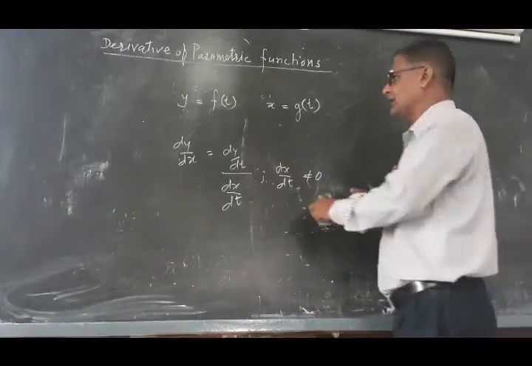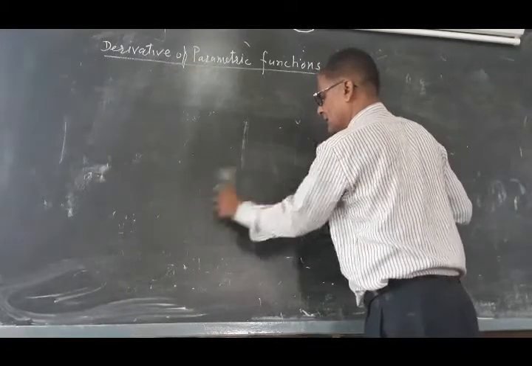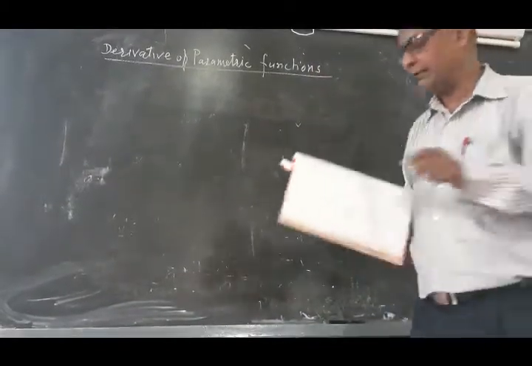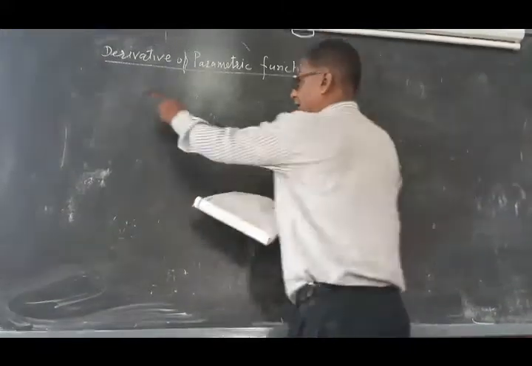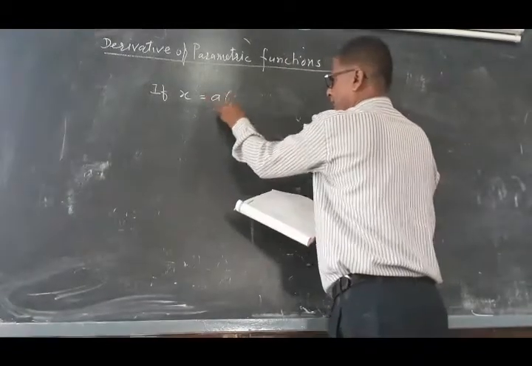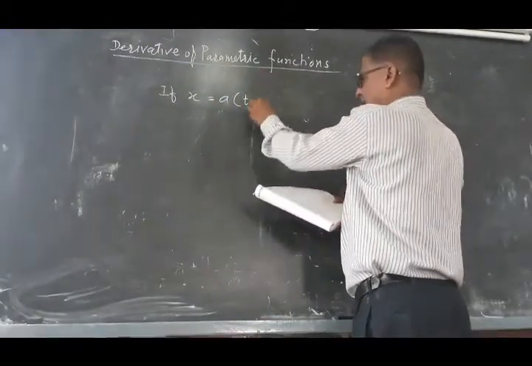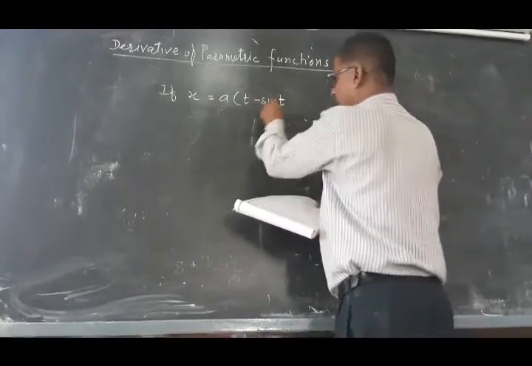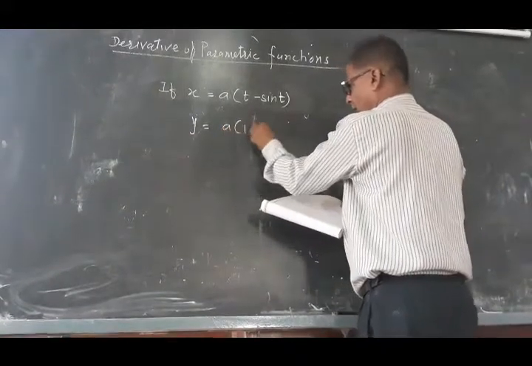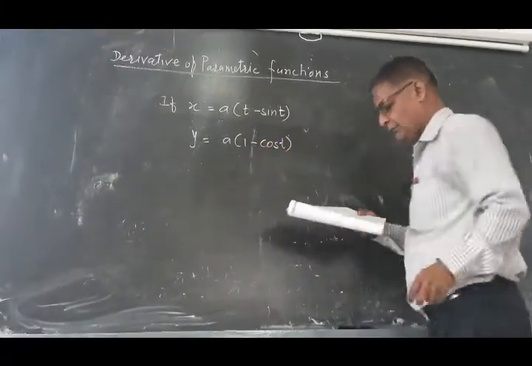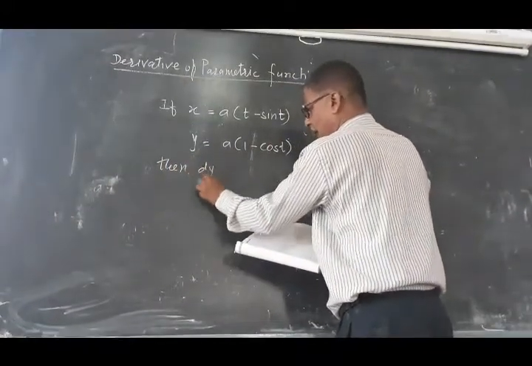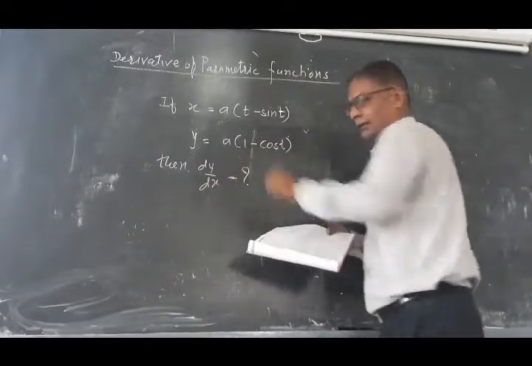So how to solve these examples? I will show how to solve them, taking one example. If x is equal to a in bracket t minus sin t, and the second function y is equal to a in bracket 1 minus cos t, then we have to find dy upon dx. What is asked in the question?